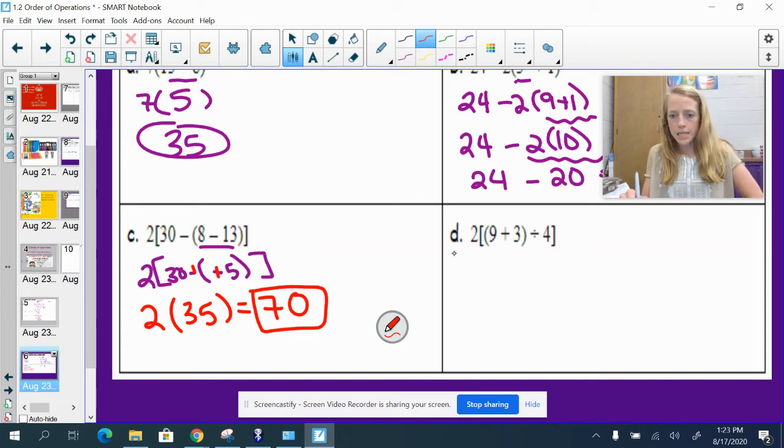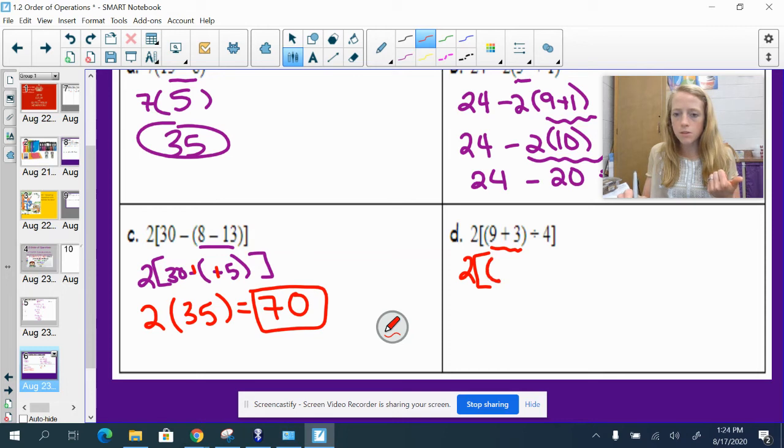All right, part D. So in part D, we have brackets, and then we have a 2 outside the bracket. We'll do that last, just like we did the 2 last in part C. In the brackets, you have a set of parentheses. So P, you do the parentheses first. 9 plus 3 is 12. Copy everything else. 2, bracket.